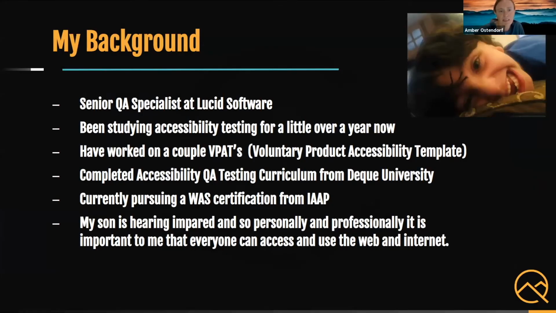First, I just want to tell you a little bit about me. I am a senior QA specialist at Lucid Software. I've been there for a little over 2.5 years. I've been studying accessibility for probably a little over a year. I got started when I volunteered to help on a VPAT, which is a voluntary product accessibility template, and I found it really interesting. I actually even liked reading the WCAG, which I think is a pretty rare thing. I've also completed some accessibility QA testing curriculum courses from DQ University, and I am currently pursuing a web accessibility specialist certification from IAAP. I'm still learning, but I am excited to share what I've learned so far.